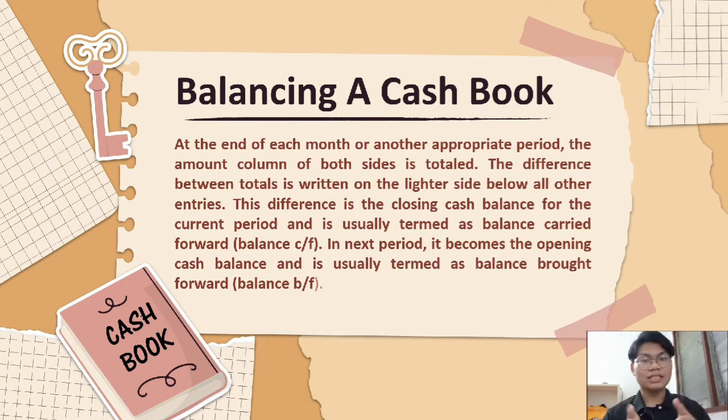How to balance a cash book? To balance it at the end of each month or another appropriate period, the amount columns of both sides are totaled. The difference between the totals is written on the lighter side below all other entries. This difference is the closing cash balance for the current period, and it is usually termed balance carried forward or balance c/f. In the next period, it becomes the opening cash balance and is usually termed balance brought forward or balance b/f.